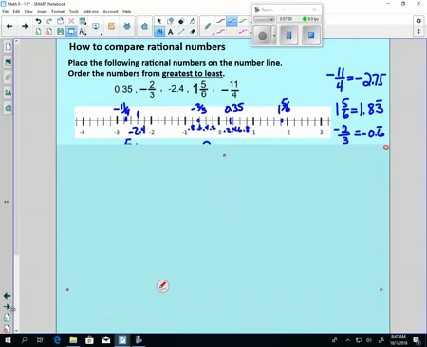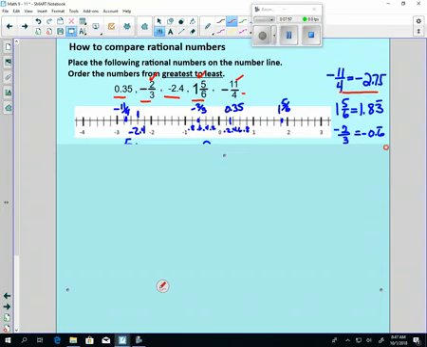And put them from least to greatest. We have these numbers now. They're mixed. We have decimals, fractions, mixed numbers. What we can do is convert each of these fractions to decimals. So I start over here, -11 over 4. If I put that in my calculator, I'm going to get -2.75.